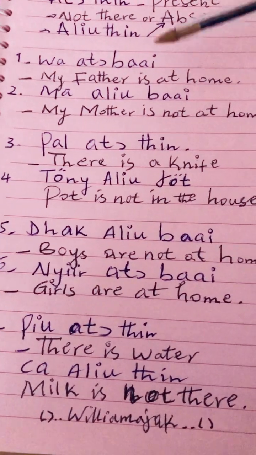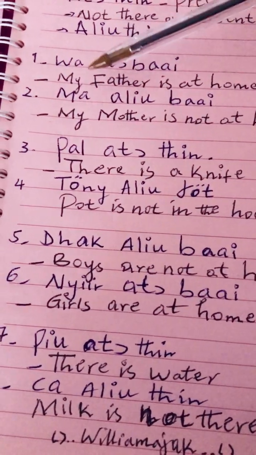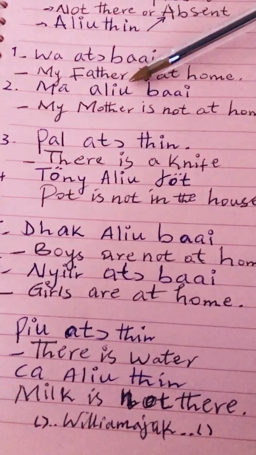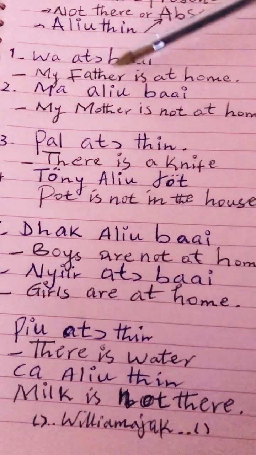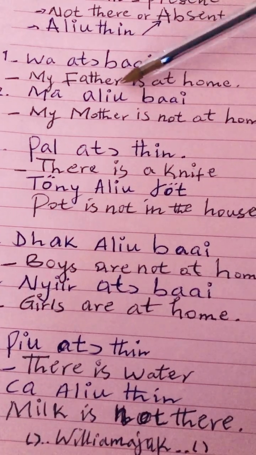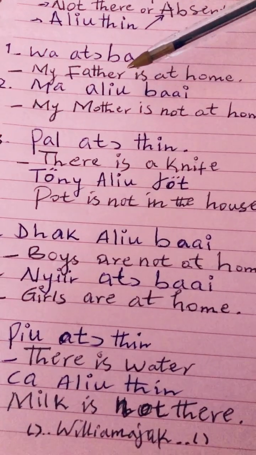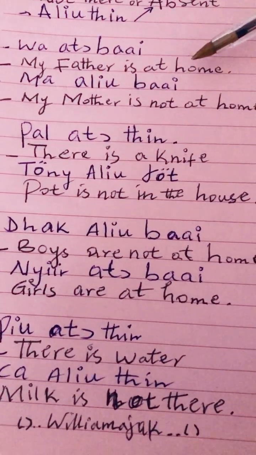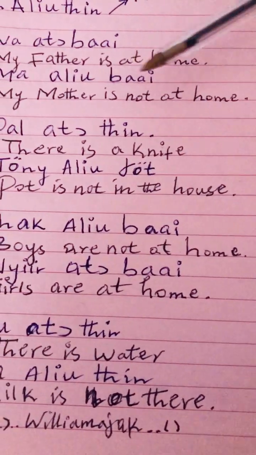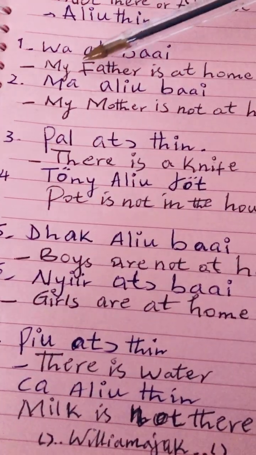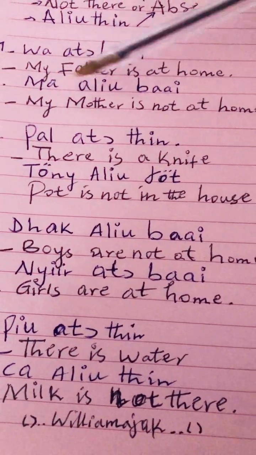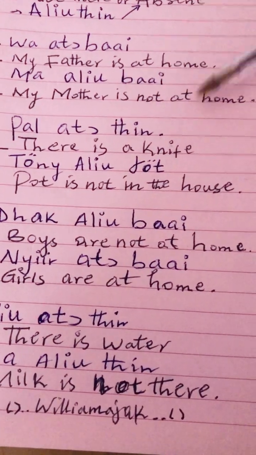Number two, let us see ma aliu bai. Ma means mother, my mother. Aliu means not there or absent. Bai means home. That means my mother is not at home. In Dinka it is called ma aliu bai. My mother is not at home.